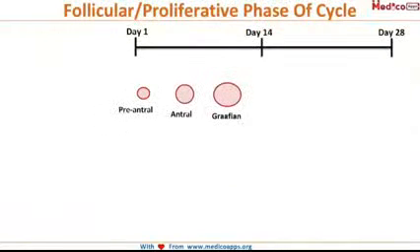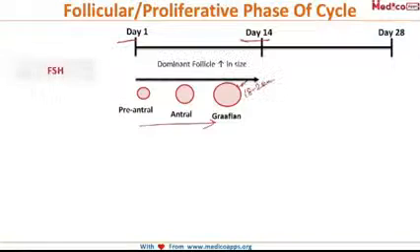So, from day 1 to day 14, these follicles keep on growing, finally leading to the formation of a mature follicle, which is 18 to 20 millimeter. And this is just before the ovulation.